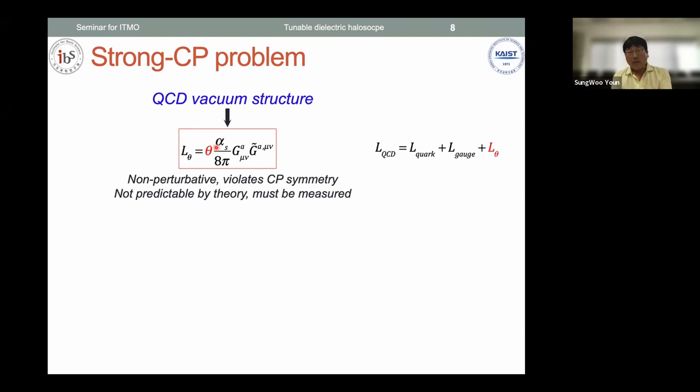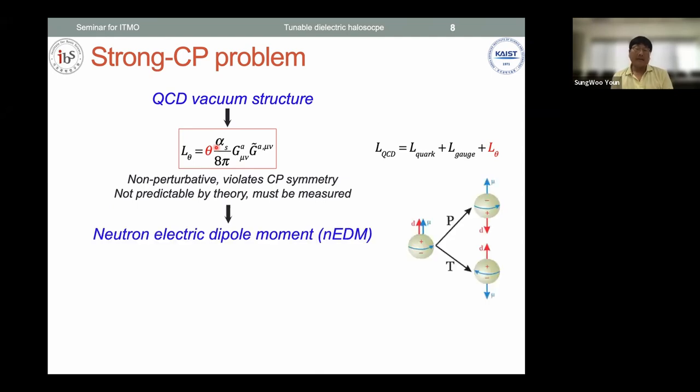Okay, and one of the most sensitive probes for this is the electric dipole moment of the neutron. Basically, this is the situation: the electric and the magnetic dipole moment, under the P or T transformation. The magnetic one is conserved, and the electric one is violated, so basically CP is violated. So by measuring the electric dipole moment, you see the degree of CP violation in the strong CP problem.